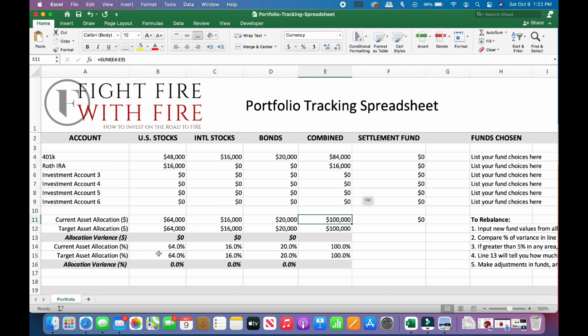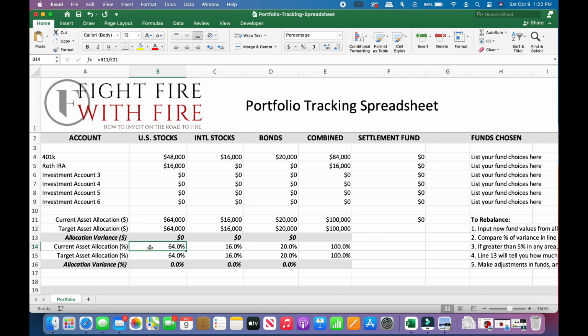Now let's go down to the bottom here and look at the different areas for your asset allocation. Again, this is where we put in our target asset allocation. This is what we want to strive for. So we want to have 64% US stocks, 16% international stocks, and 20% bonds inside of our portfolio.